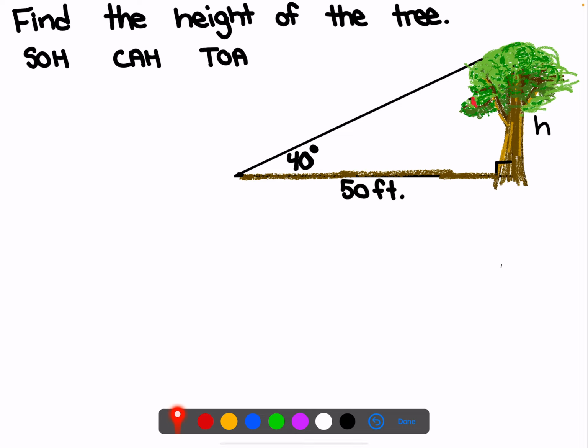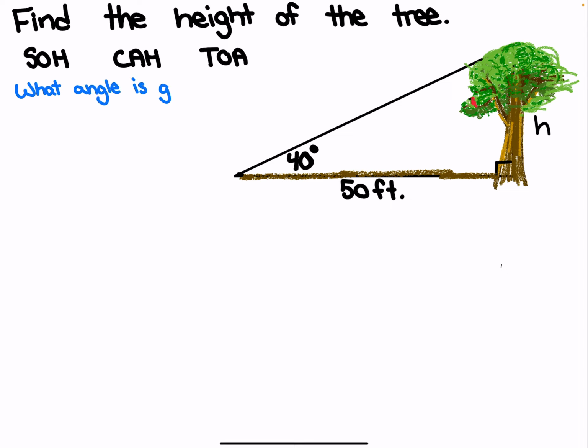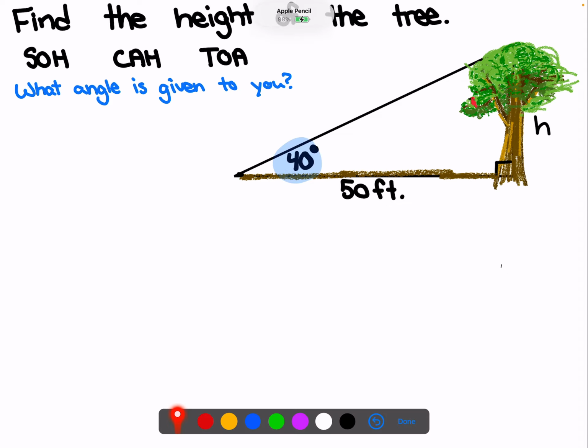So here it is. Find the height of the tree. We have a 40-degree angle from the ground. We are 50 feet away from the tree, and the tree's height is h. Now, looking at this, what angle is given? Well, we're given the 40-degree angle. So that's what we're going to plan all of the rest of this around, that 40-degree angle.